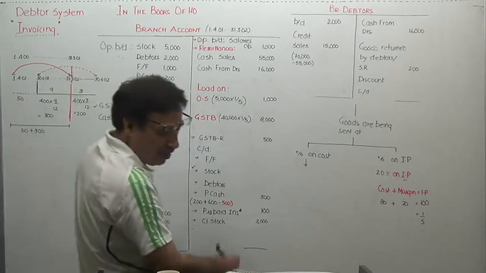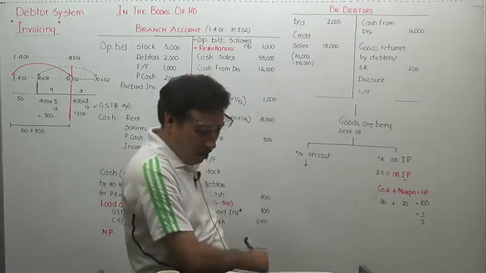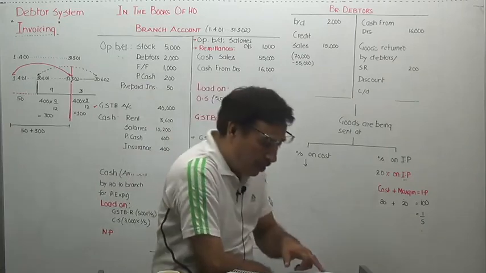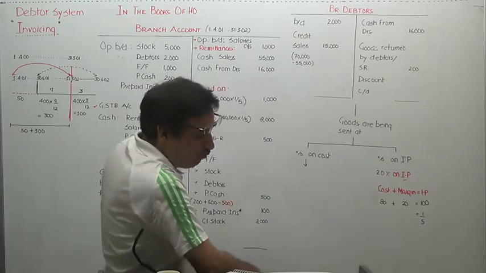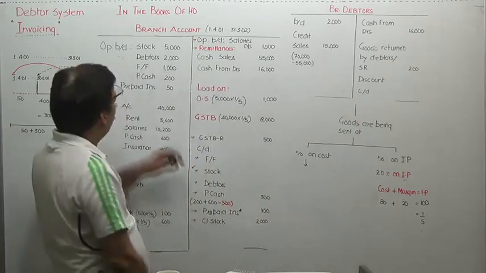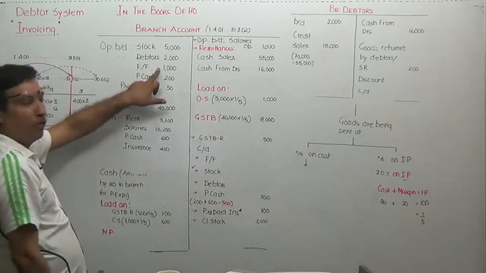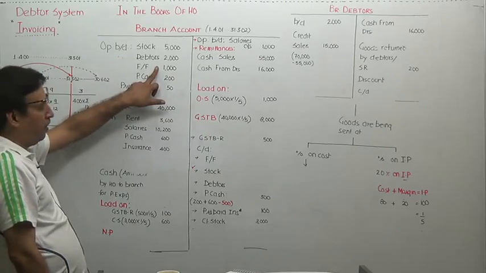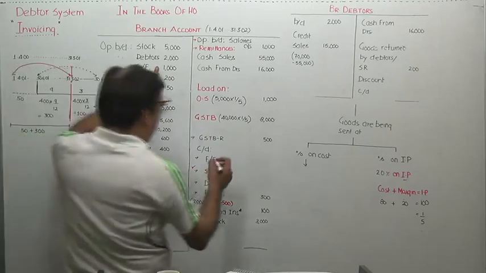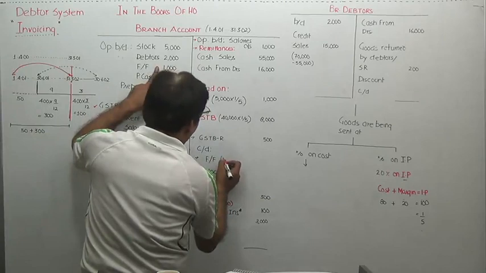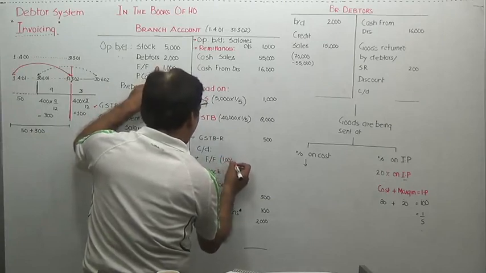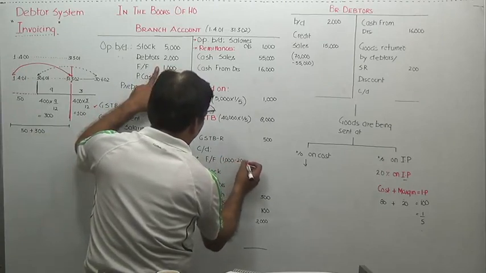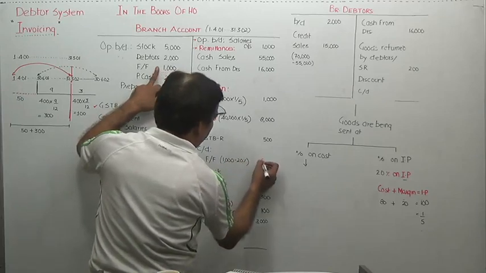That is equal to 600. Is it clear to you? That is equal to 600. Then depreciation on furniture at 20% is given to you. Furniture and fixture of 1000 rupees is given here, correct? So, in order to bring the depreciation expense, we will simply subtract 20% from here and we will write 800.